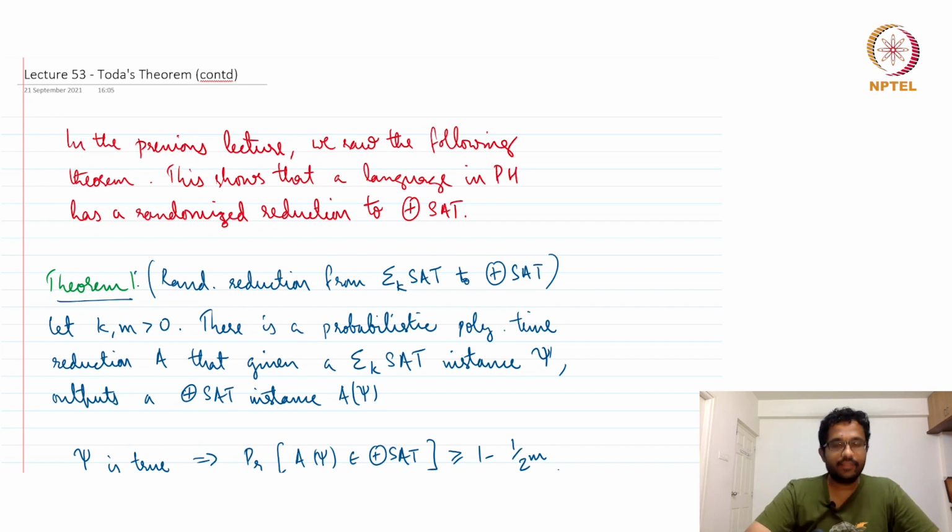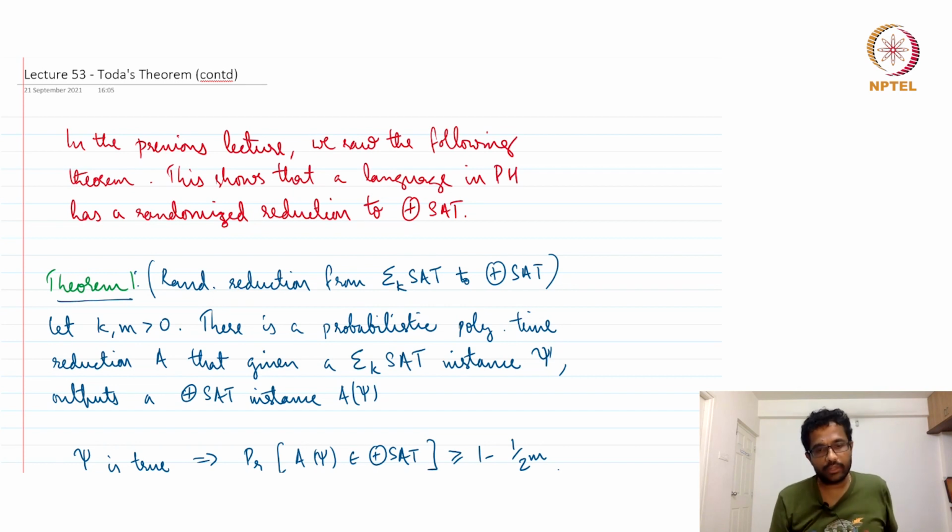In the previous lecture, we saw Toda's theorem. We started seeing the proof of Toda's theorem. Toda's theorem shows that any language in polynomial hierarchy can be simulated by a deterministic polynomial time machine along with a query to a Sharp P oracle.